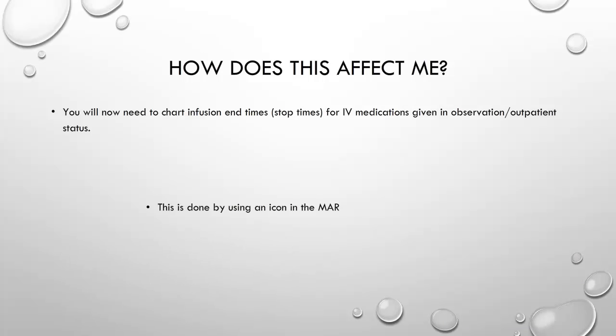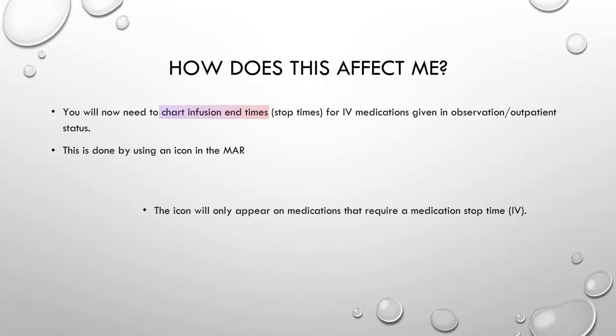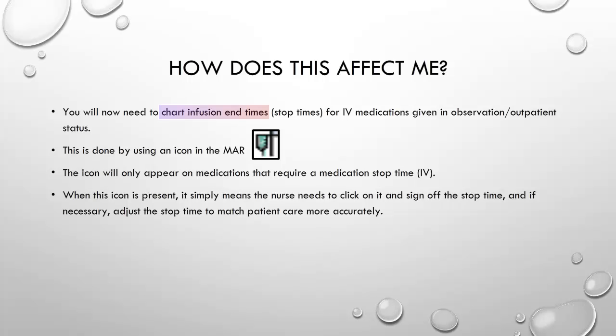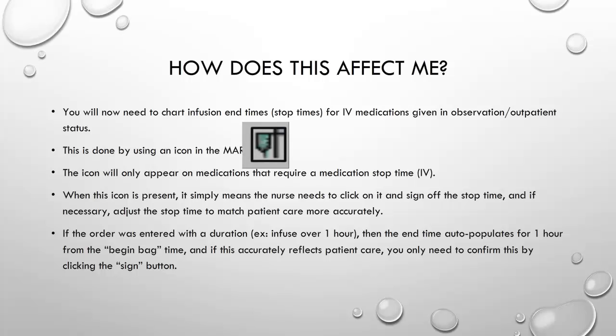You will now need to chart infusion end times for IV medications given to patients in observation or outpatient status. This is done by using an icon in the MAR. The icon will only appear on medications that require a medication stop time. When the icon is present, it means the nurse needs to click on it, review the stop time that is present, make any adjustments as necessary, and click Sign.